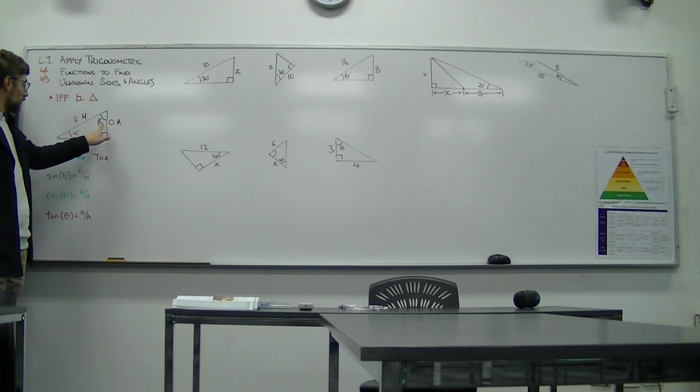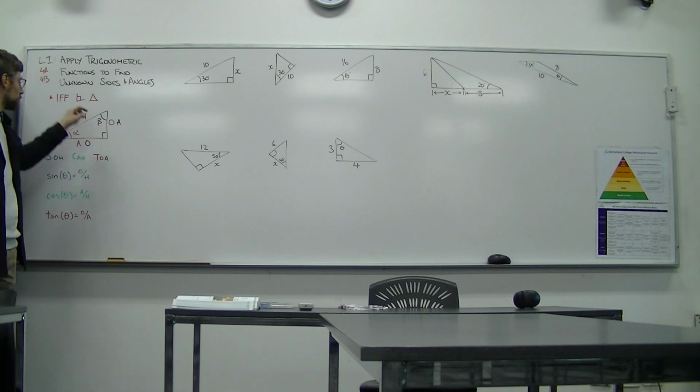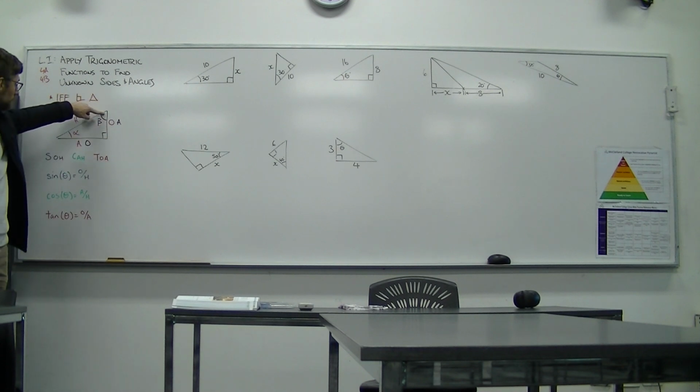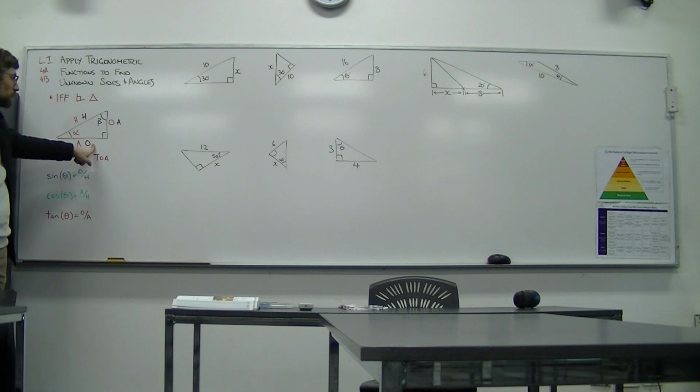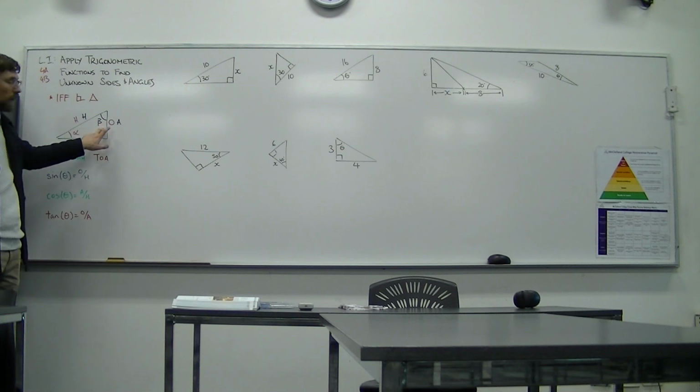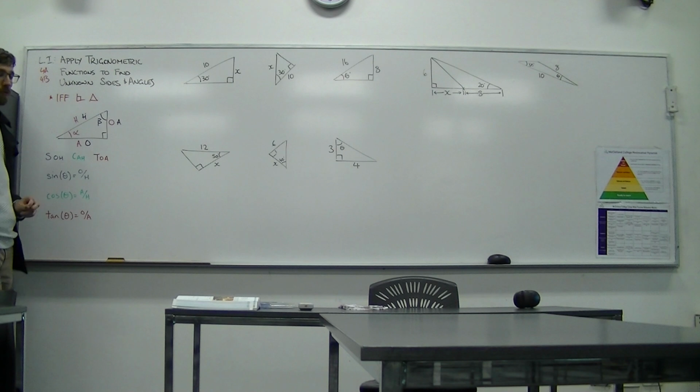Brilliant. If we look at things from beta's perspective though, the opposite side is unsurprisingly on the opposite side, the adjacent, adjacent just means next to, and the hypotenuse is still the hypotenuse because the hypotenuse is always the same.